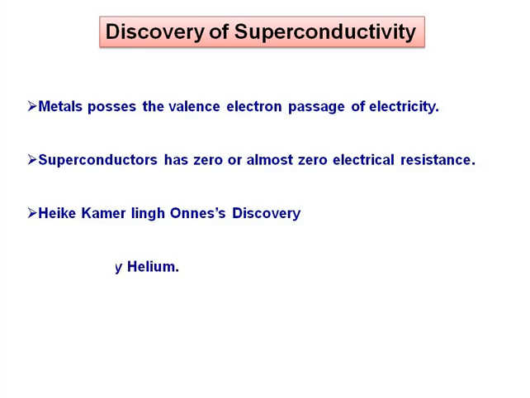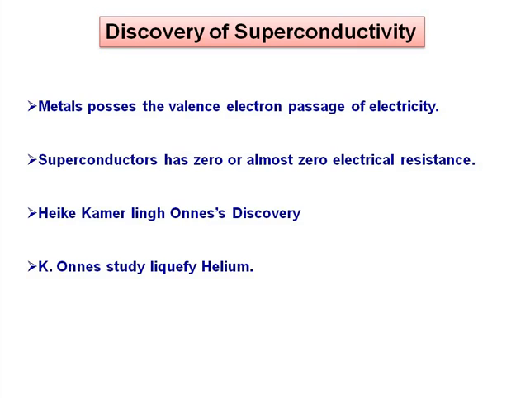Kamerlingh Onnes, studying with liquid helium, observed the properties of substances at very low temperatures. Metals such as mercury, lead, tin, and indium became superconductors at a temperature near absolute zero.